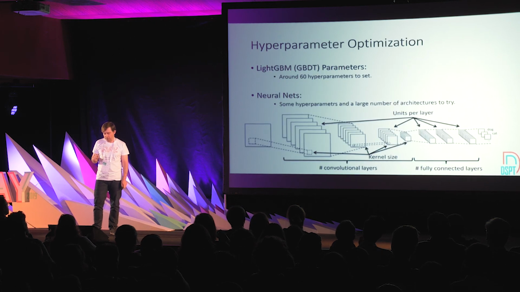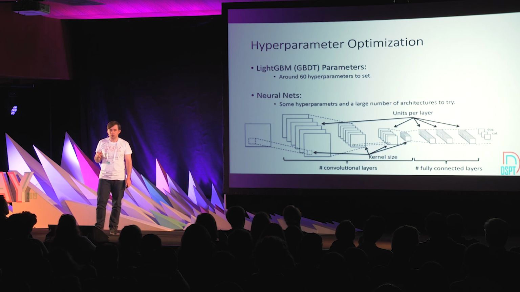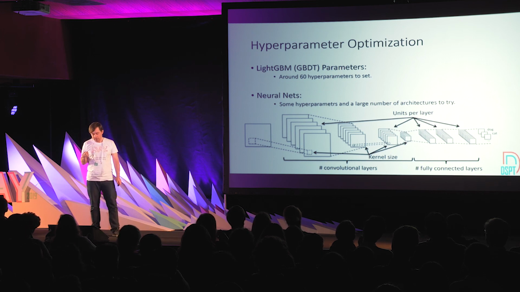Just to have an idea, for a LightGBM algorithm to train, I took a look at the parameters page on the internet, and I counted around 60 hyperparameters to tune just for that algorithm. That algorithm is very complex, but how do you tune 60 hyperparameters to improve the accuracy, the performance of the model, to the top? This is a challenge.